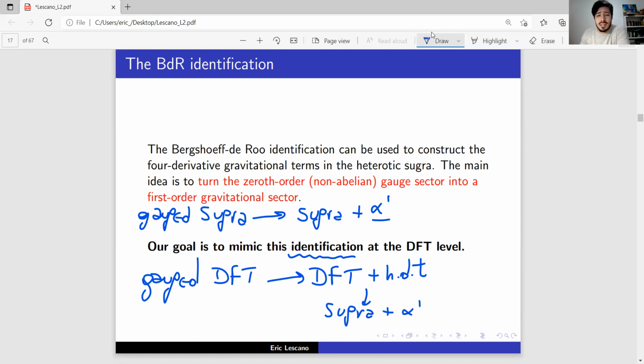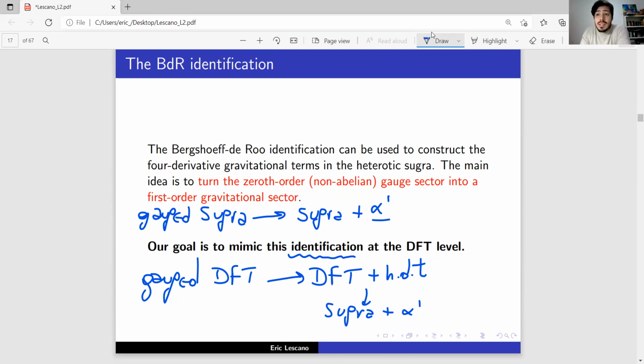We want to generalize this identification, but before performing all these ideas, I am going to introduce gauge double field theory, because gauge double field theory contains more ingredients than Gianluca's version. Gianluca works with the ungauged double field theory, and we are going to complete the extra ingredients that we need in order to perform the identification. We need gauge fields and gauge symmetries in double field theory in order to perform a kind of generalized Bergshoeff-de Roo identification.